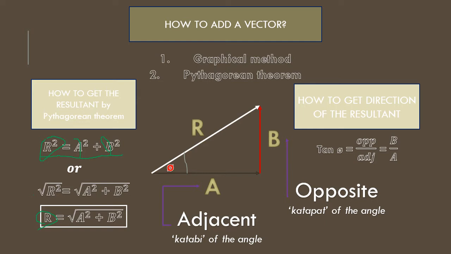Na-discuss naman na natin kung ano yung adjacent, opposite, at yung kung ano gagamitin sa SOHCAHTOA, tangent. Pero kalimitan yung ginagamit is tangent, kasi given na yung opposite at yung adjacent sides. Okay po.